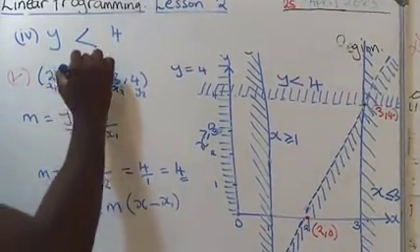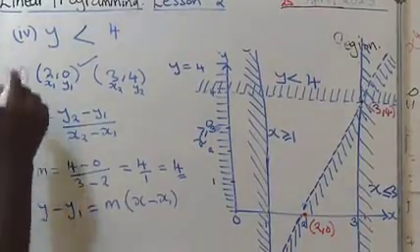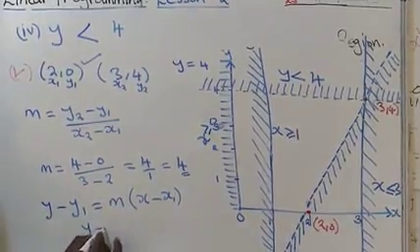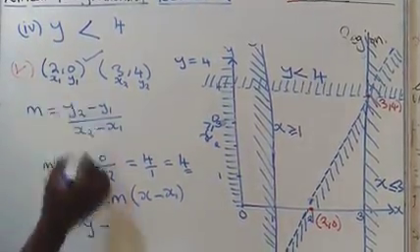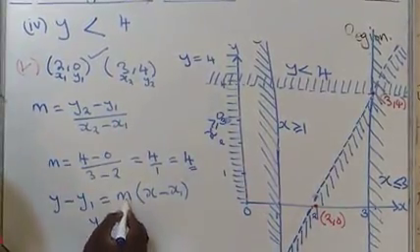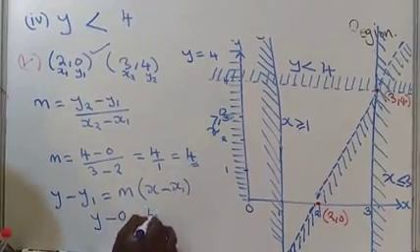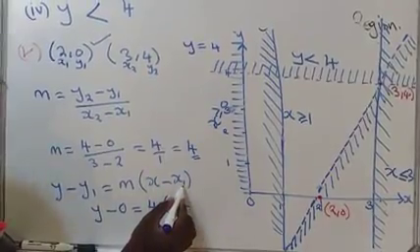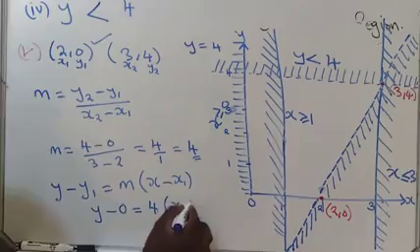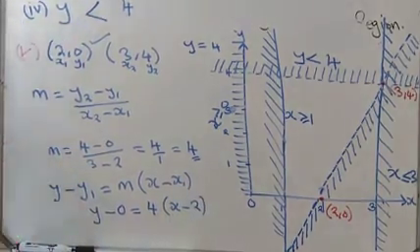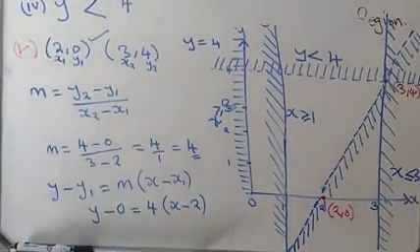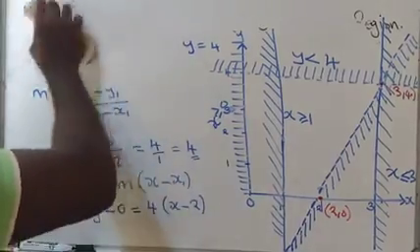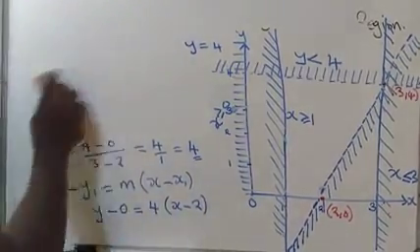So let's say we pick this. So if we pick that, we are going to have something like this. Y minus, where there is y1, our y1 is 0, equal to, our gradient is 4, open bracket, x minus, our x1 is what? 2. Like that. So I do hope that you people are following. I hope that you are following nicely.